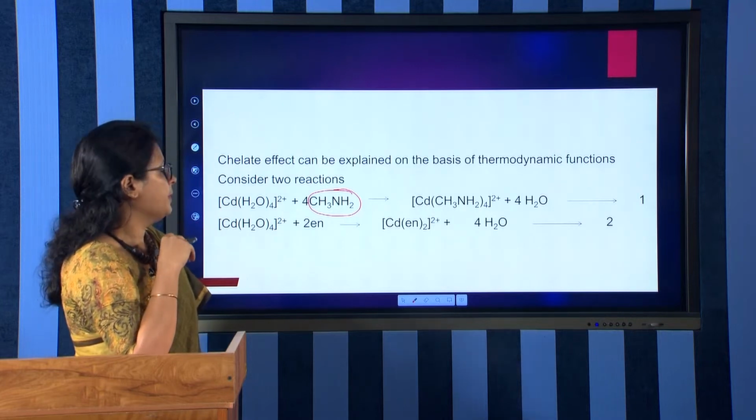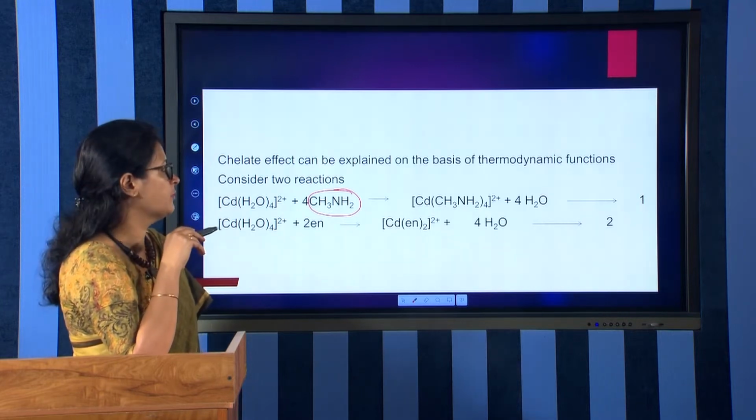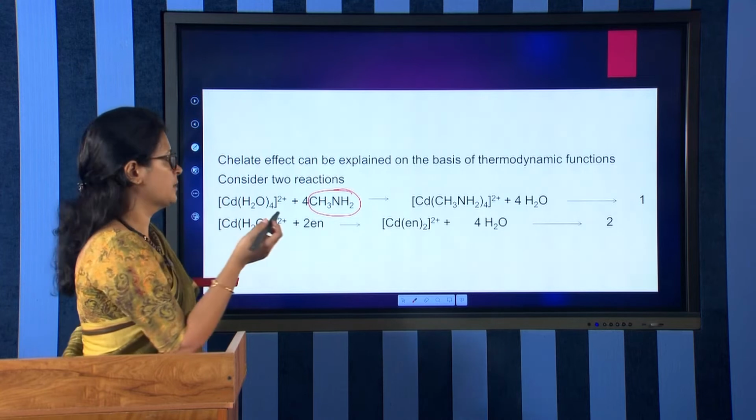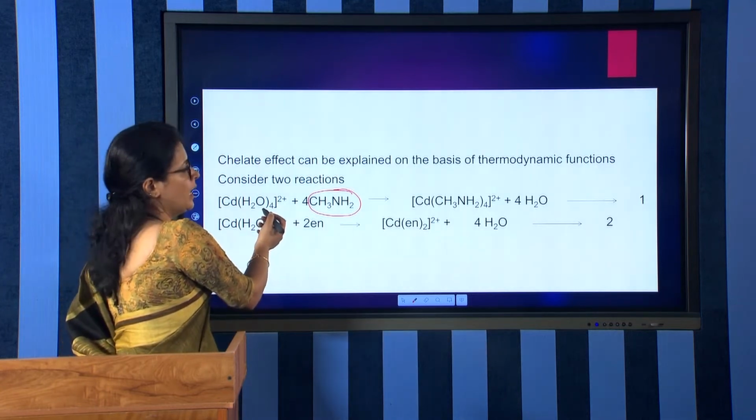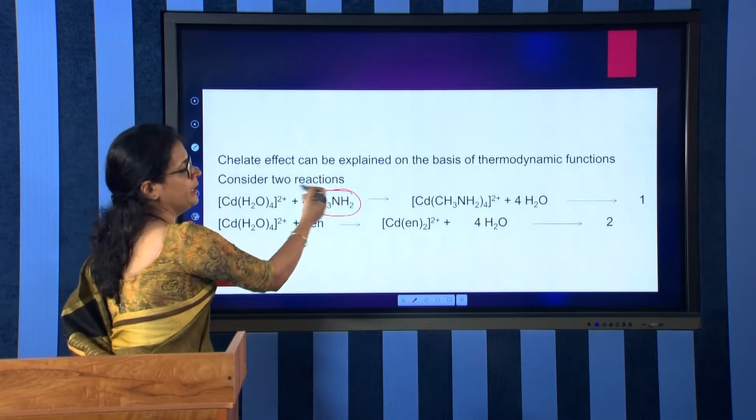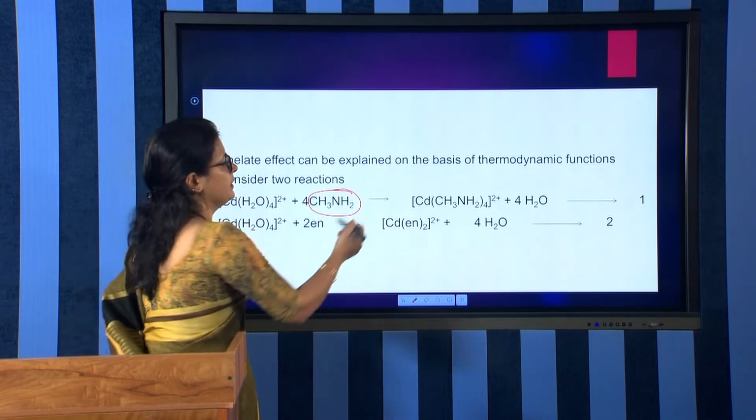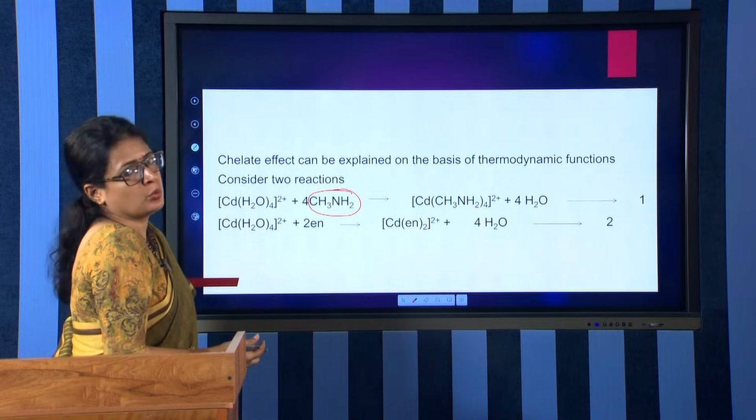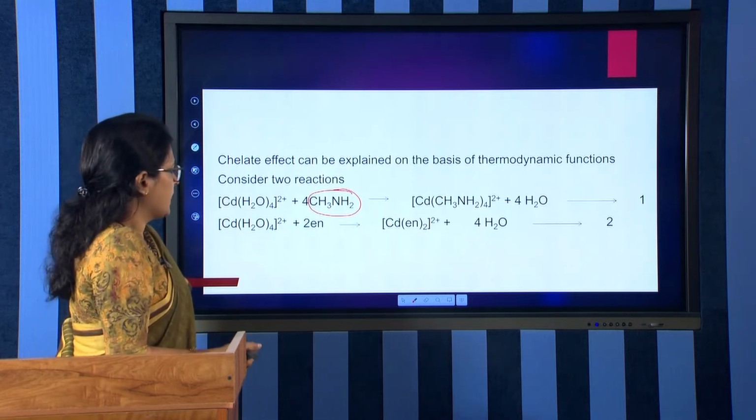So, the cadmium aqua complex is reacting with 4 molecules of methylamine to form the cadmium methylamine complex. The water molecules are replaced by the methylamine ligand, and the reaction is like this: Cd(NH3)4 2+ plus 4 H2O. That is the first reaction. And consider the second reaction.